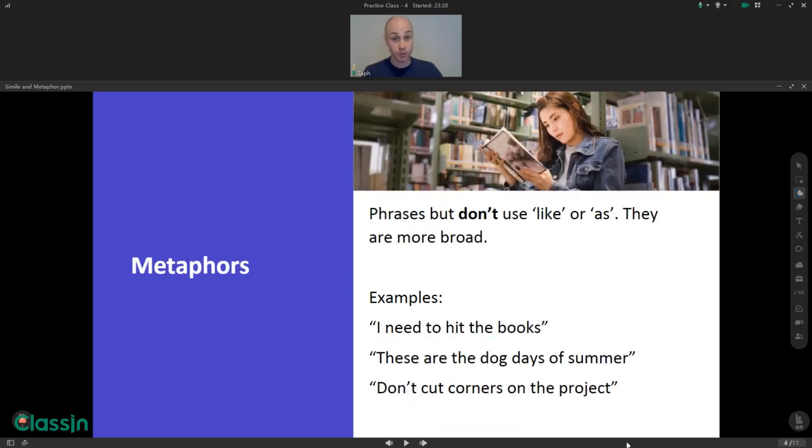Let's move on to metaphors. So metaphors are phrases as well, but don't use the words like or as in them. Metaphors are more broad than similes, and there are many of them in the English language. Examples would include I need to hit the books. That's kind of a funny one, right? Hitting the books. But that just means that I need to study. I need to read, as we see the girl doing in the picture. Another metaphor would be these are the dog days of summer, or don't cut corners on the project.